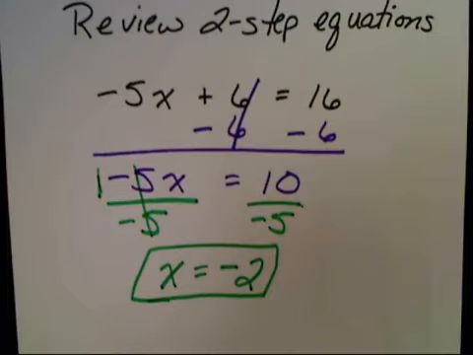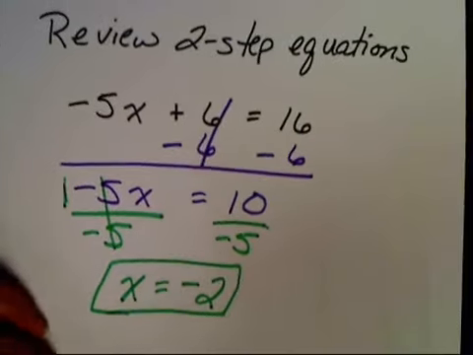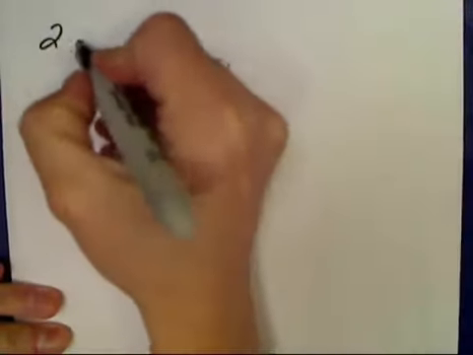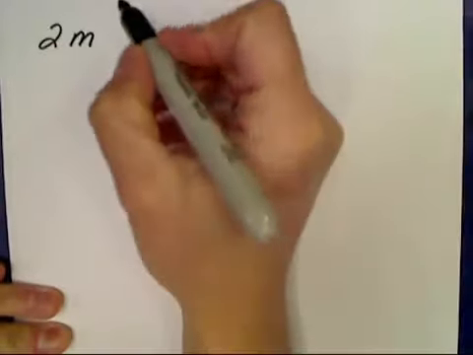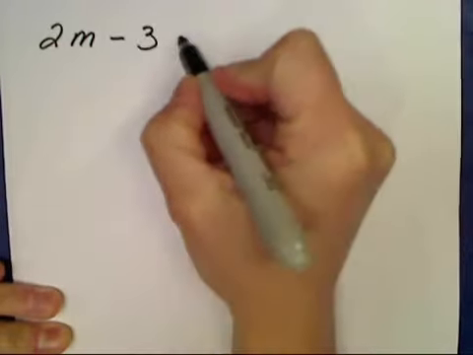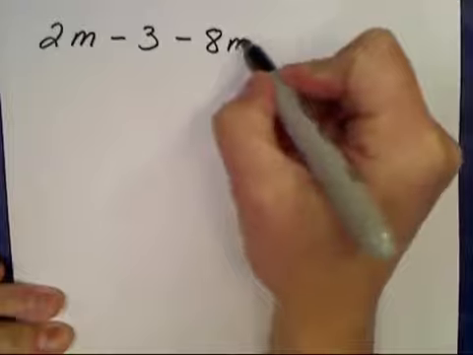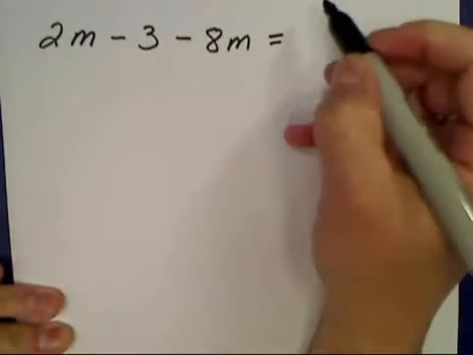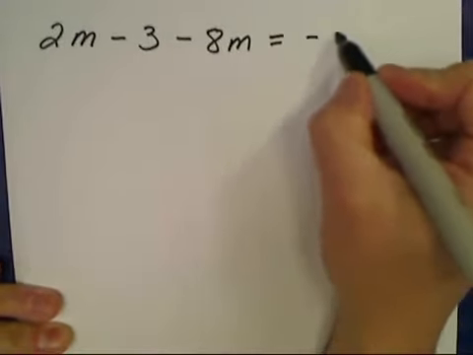Now, let's change things up a little bit. Let's add another step in here. What if we had 2m minus 3 minus 8m is equal to negative 27.